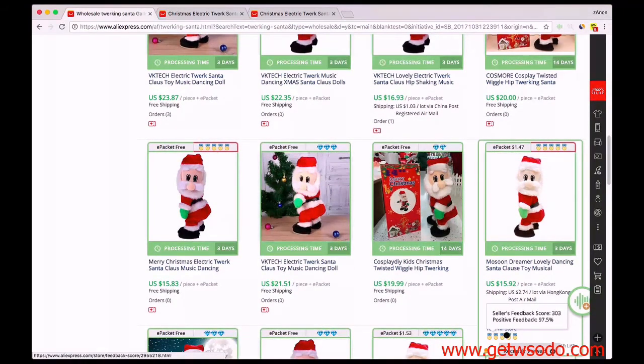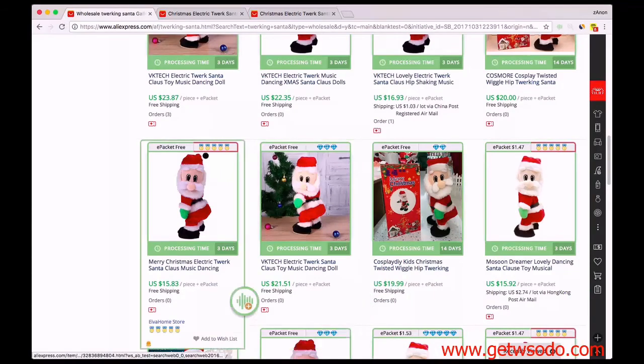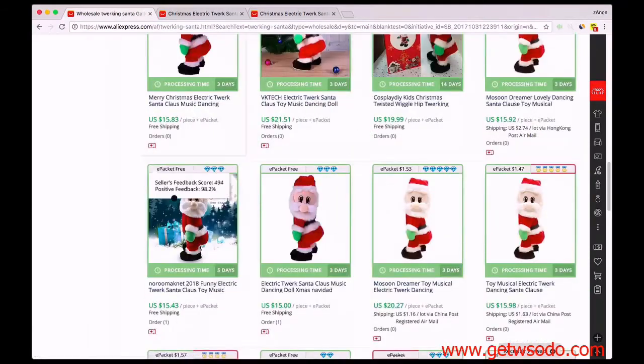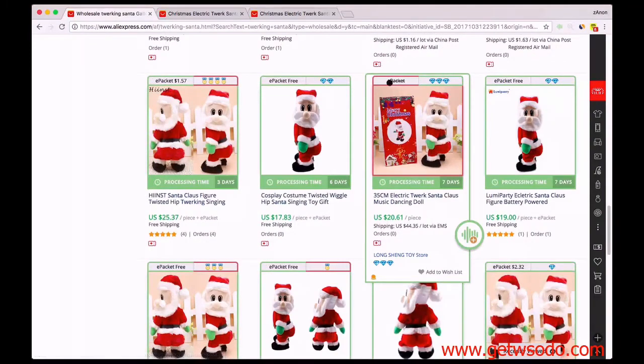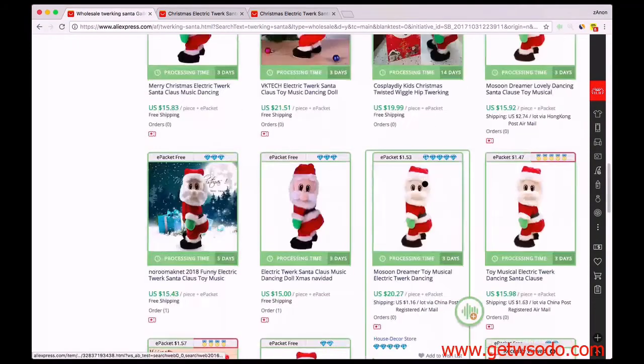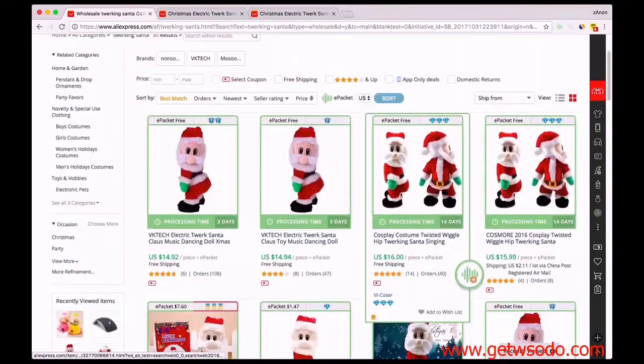If we go down here, I've only got 303, so it means this store hasn't been around for long, and I would never go with a new seller because AliExpress sellers just pop up and shut down all the time. I want to go with someone who's been in the game a long time. But it looks like all these other people here have ePacket on there. This one doesn't have ePacket, so it comes up with red, so I would never ever go with a seller that doesn't have ePacket. So anyway, coming back up to here.